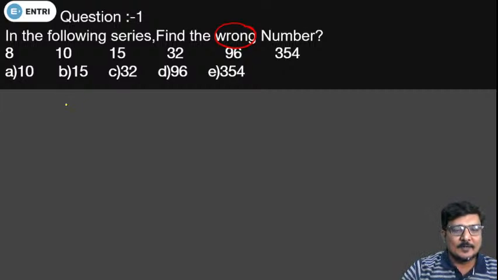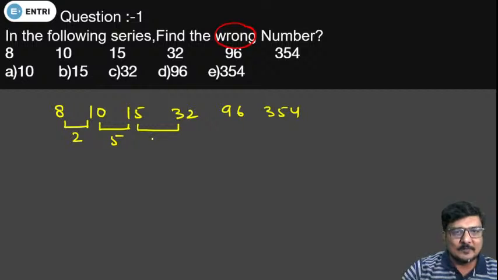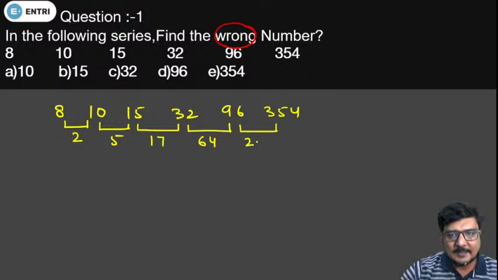Now let us see what is the logic behind this series. The first term is 8, the second term is 10, and then 15, 32, 96 and 354. So we are going to see the differences. The difference between 8 and 10 is 2. The difference between 10 and 15 is 5. The difference between 15 and 32 comes out to be 17, the difference between 32 and 96 comes out to be 64, and the difference between 96 and 354, I think it is 258.